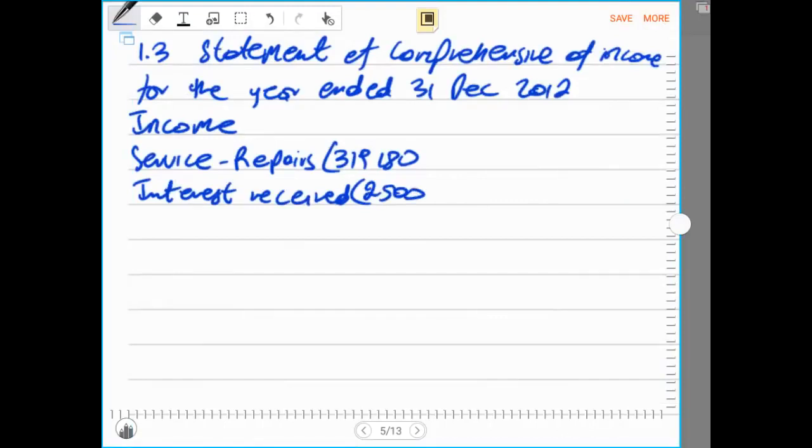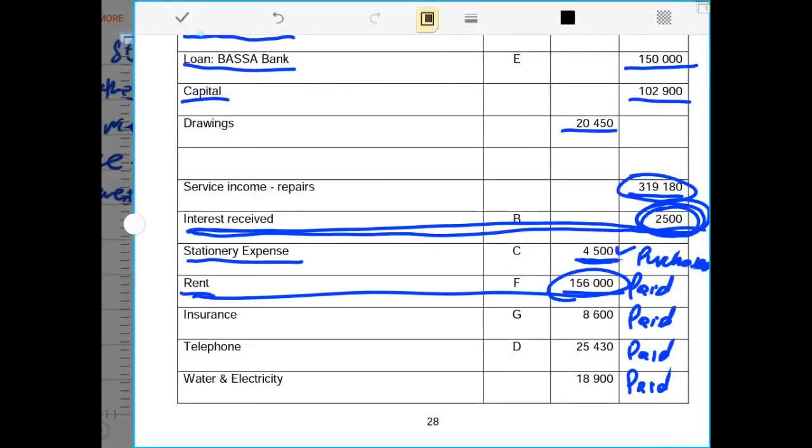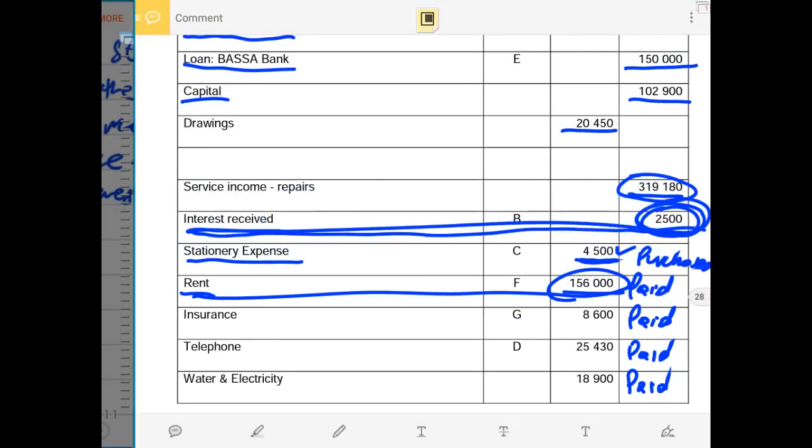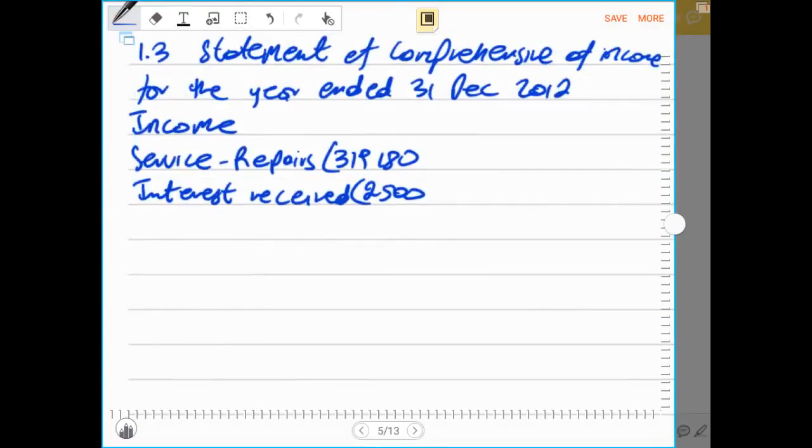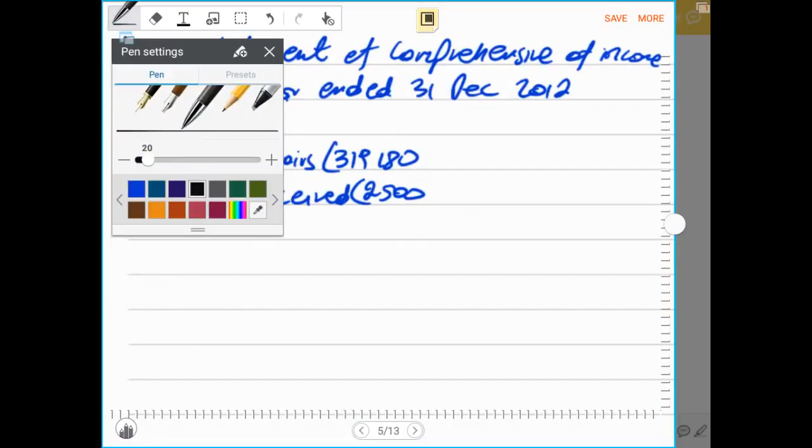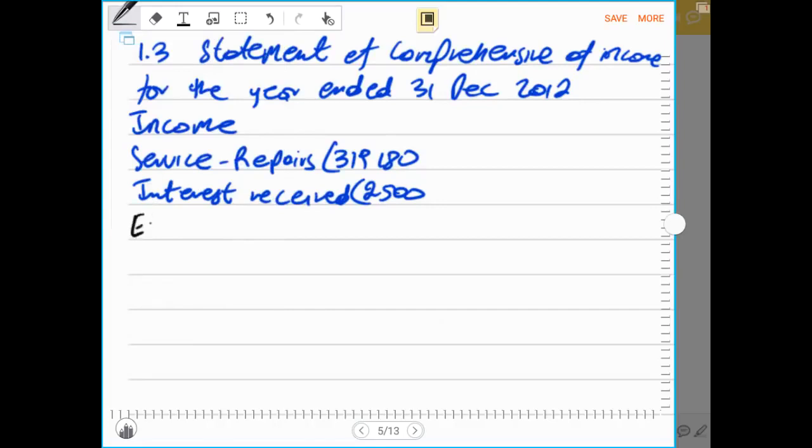Remember, we're just taking into account everything that we see in the trial balance. Then after, we have to record the expenses, because these are the only two incomes that we have. So we say expenses, and we record all the expenses as they appear in the trial balance. Under our expenses, we had stationery that was in the trial balance.